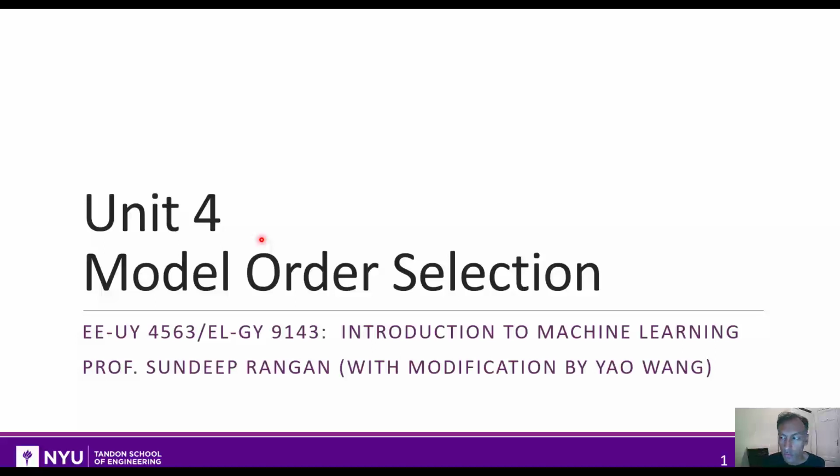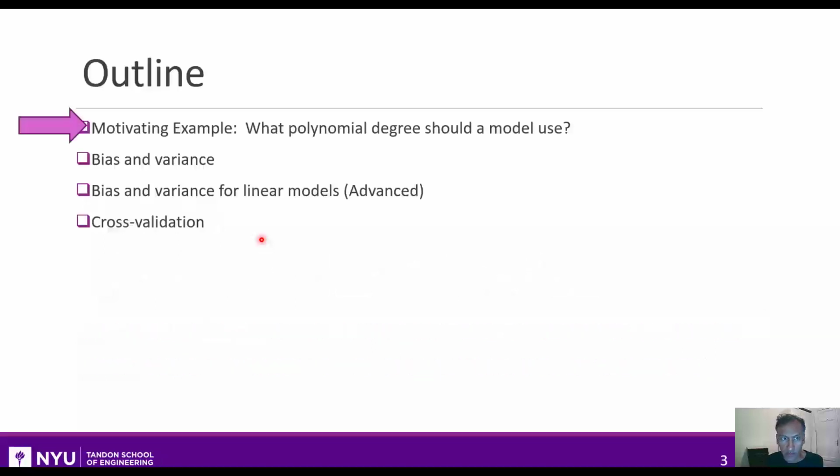So model order selection really touches on one of the fundamental problems in machine learning, which is how, after we train models, they generalize to new data that was not part of training. To illustrate this, I'm going to first walk through a very simple motivating example on polynomial regression.